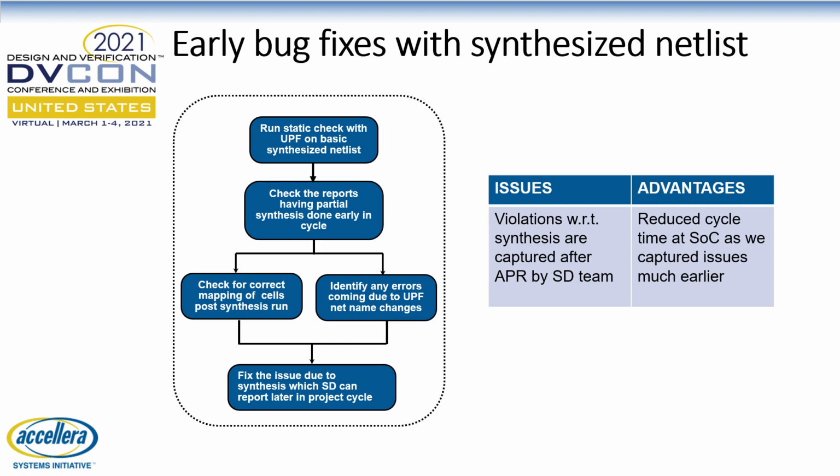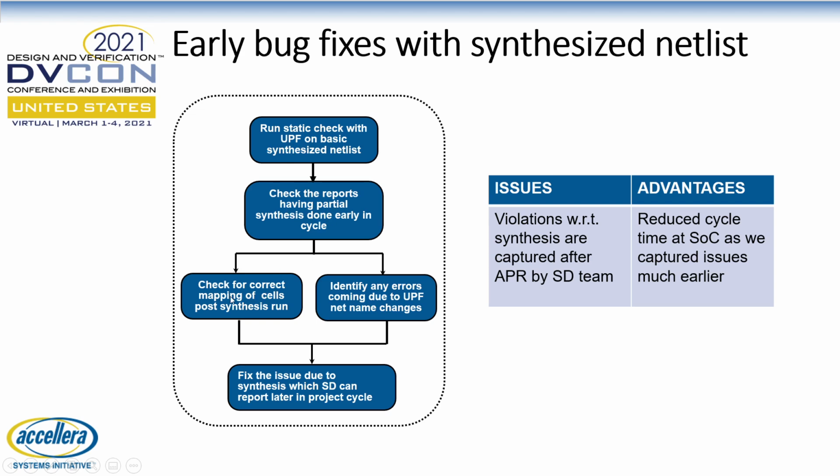So this has helped in reducing the cycle time of SOC, as any violation which would have been captured post synthesis got caught earlier. We also checked for the cells getting correctly mapped to proper level shifter and isolation cells through the static checks. So we ran the static checks on a basic synthesized netlist, which was having only the timing and design constraints, and while running on that UPF, we checked the reports.